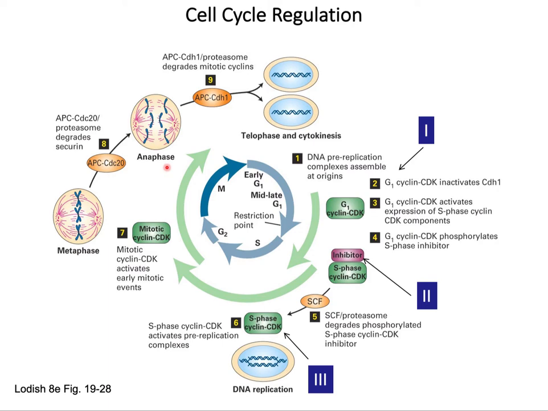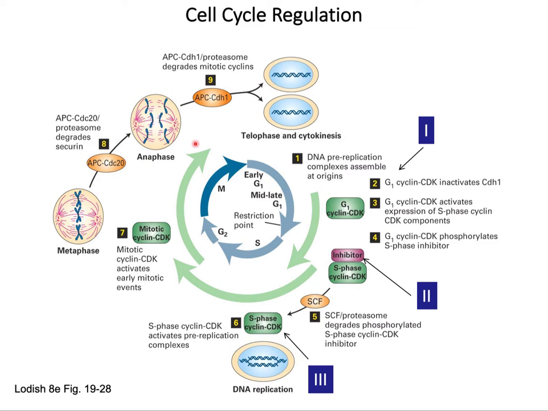So now the cell has entered mitosis, and at metaphase, you remember from the previous part of this topic, one of the very interesting visual changes that you see in the cell is the alignment of all the chromosomes at the center of the cell. All the chromosomes are attached to the kinetochore microtubules. The cell then moves from metaphase to anaphase.